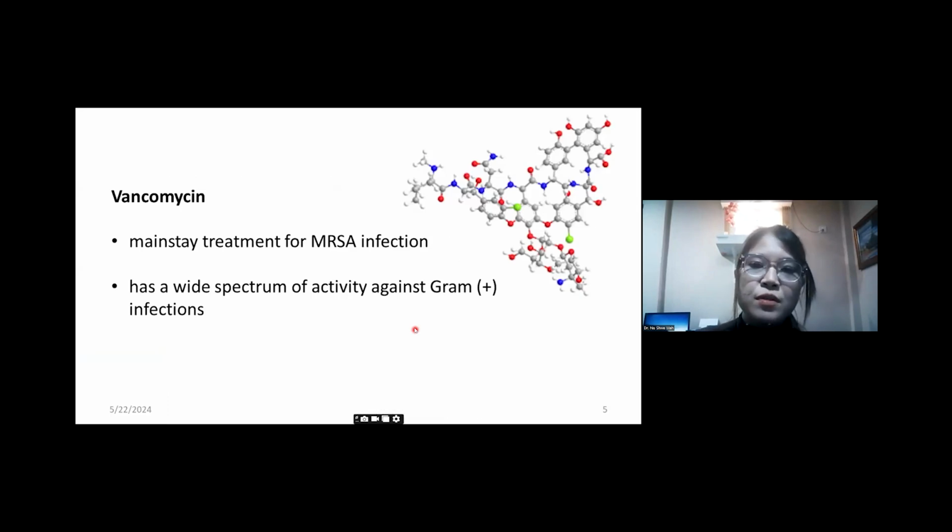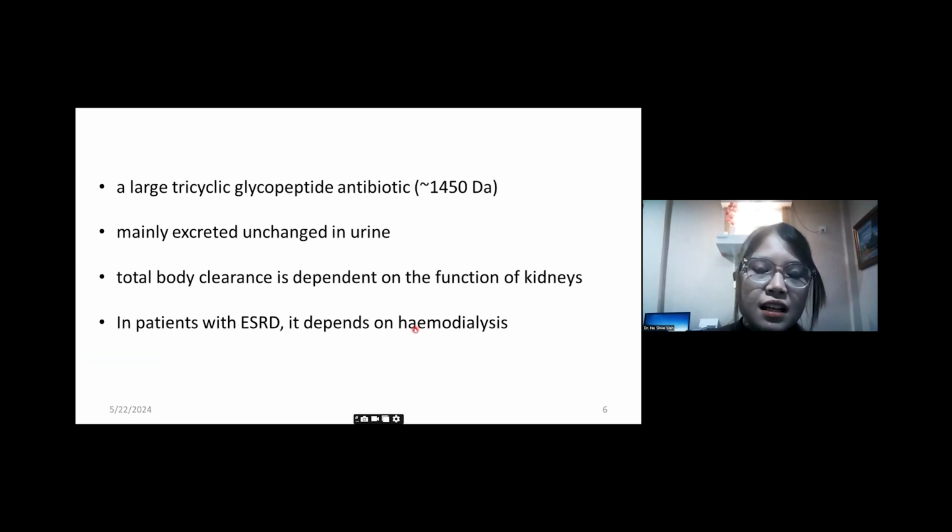Vancomycin is the mainstay treatment for MRSA infection at the time of study, and it has a wide spectrum of activity against gram-positive infection. It is a large tricyclic glycopeptide antibiotic having a molecular size of about 1,450 dalton, and it is mainly excreted unchanged in the urine. So total body clearance is dependent on the functions of the kidneys, and there is a risk of nephrotoxicity if it is used in patients with impaired renal function. In patients with end-stage renal disease, its clearance out of the body is totally dependent on hemodialysis.